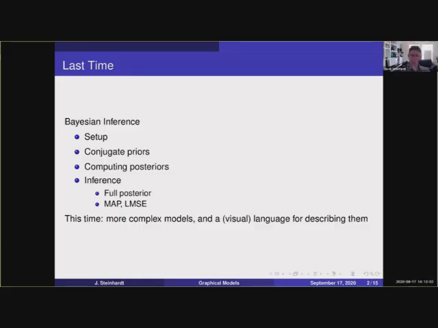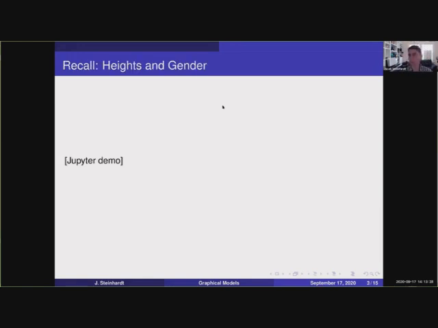So this time we're going to talk about ways of building more complex models and introduce this idea of a graphical model, which is a sort of visual language for describing those models. We want to go away from these simple models where we have to write everything down by hand and have simple formulas, and leverage the power of computation to deal with much more complex situations. So as motivation for that, let's recall our example from last time, the heights and gender example.